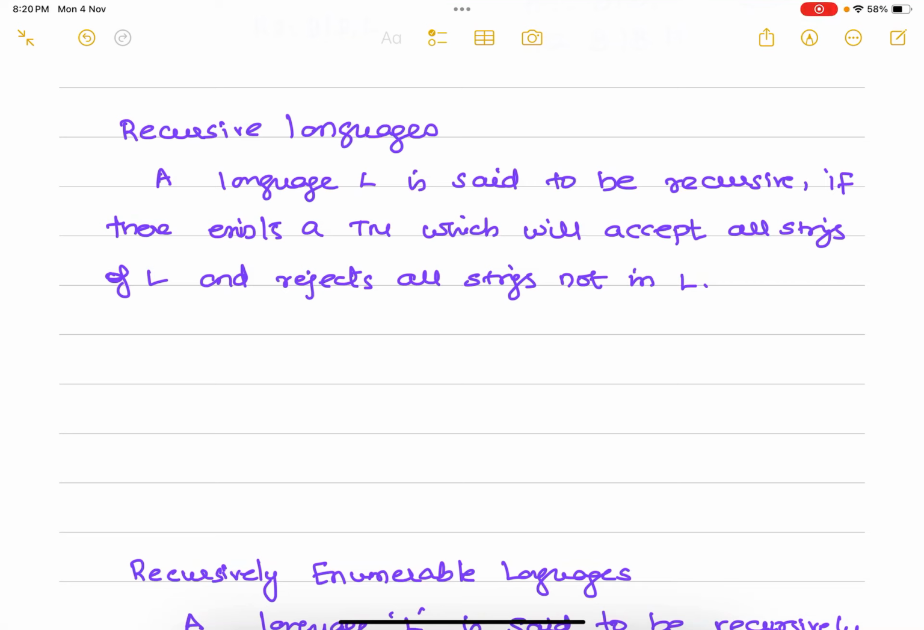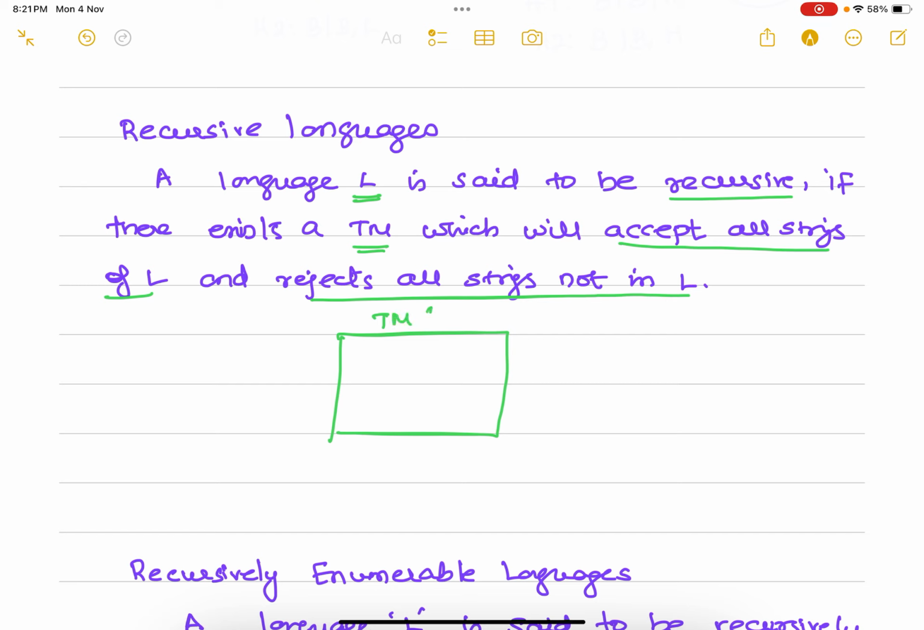We are going to learn about recursive language and recursively enumerable language. Now, a language L is said to be recursive if there exists a Turing machine that accepts all strings of L and rejects all strings that are not in L. So, if we say a language is a recursive language, then there will be a Turing machine for that language L.